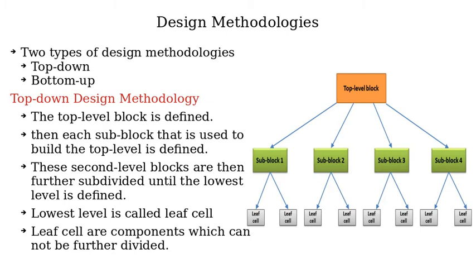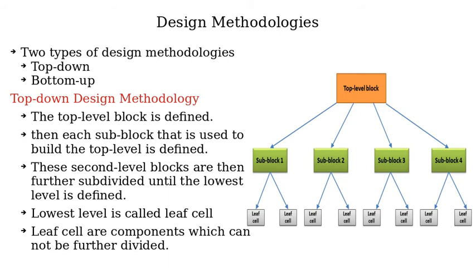There are two main types of design methodologies: top-down and bottom-up. Now first we discuss the top-down design methodology. In top-down design methodology, the top-level module block is defined first. Then each sub-block is described. Then the second level of blocks is further subdivided until the lowest level is defined. The lowest level is called a leaf cell. The leaf cells are the components which cannot be further divided, as shown in the figure.